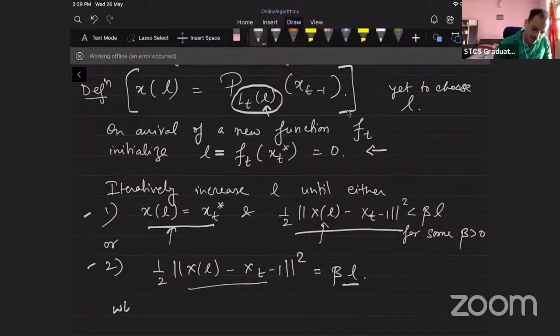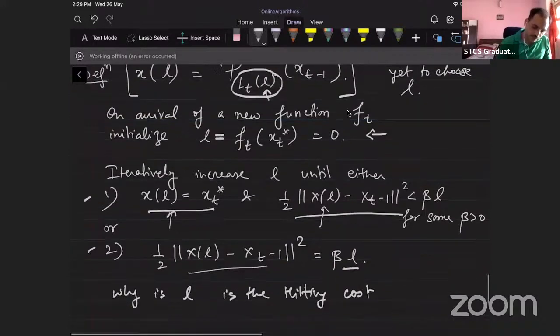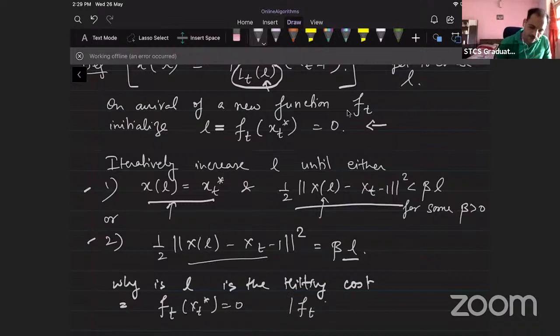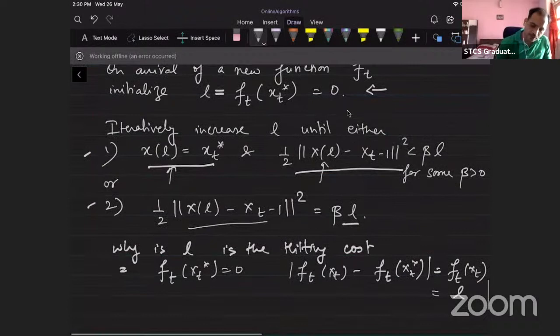So why is L the hitting cost? I claim that L is the hitting cost, just because we have taken f_t(x_t*) equal to 0. So the hitting cost is nothing but f_t(x_t) minus f_t(x_t*), which is equal to f_t(x_t), and that is by definition equal to L. Correct? Is everybody okay with the final remark?